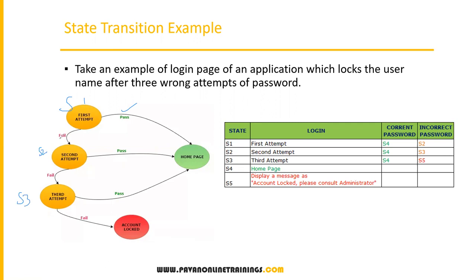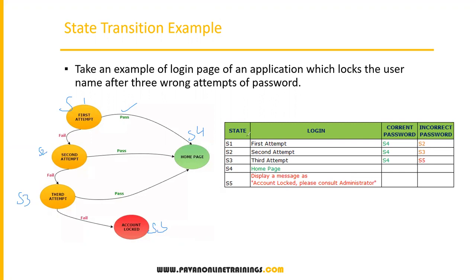So based on this diagram, we will prepare a small table like this, and this will give you more clarity on this. So first we will have all the states. So there are multiple states we have. Even this is also a state. Let's say we can call it S4 and this is S5. Every node is representing a different state.